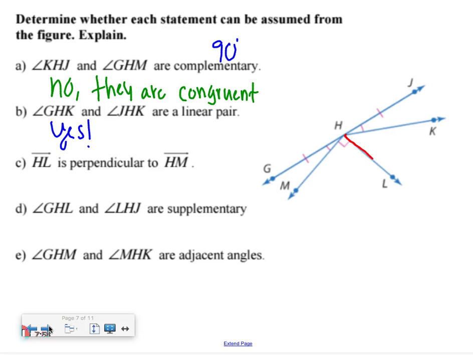HL is perpendicular to HM. Yes. What gives it away? The square, the right angle. Yep, they are.